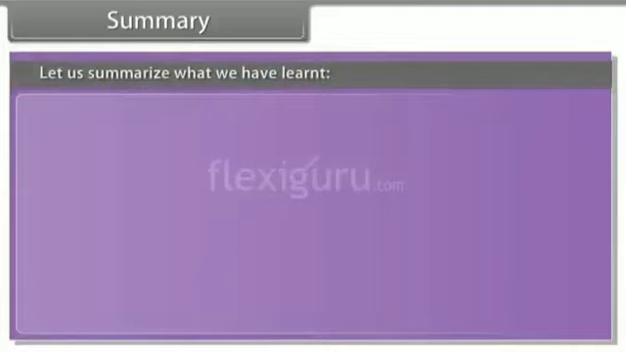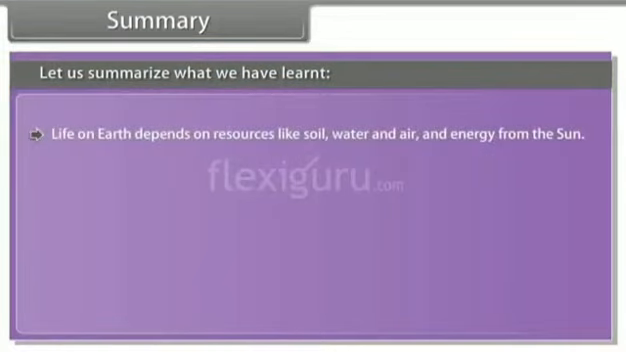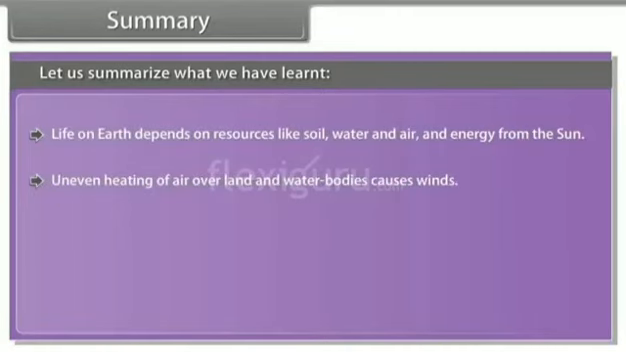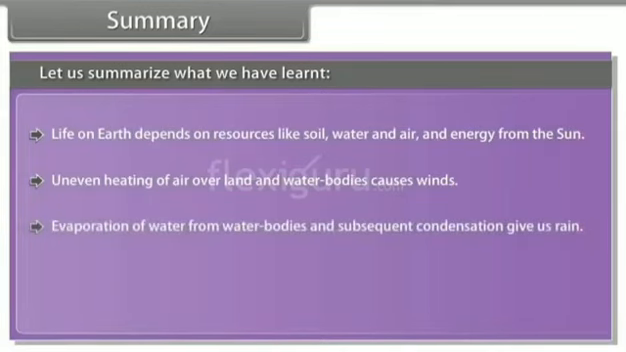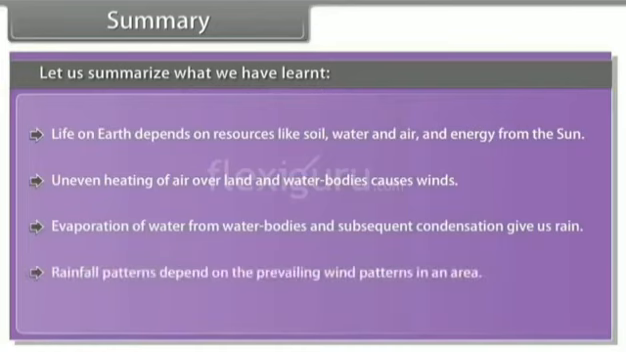Summary. Let us summarize what we have learnt. Life on Earth depends on resources like soil, water and air and the energy from the sun. Uneven heating of air over land and water bodies causes winds. Evaporation of water from water bodies and subsequent condensation give us rain. Rainfall patterns depend on the prevailing wind patterns in an area.